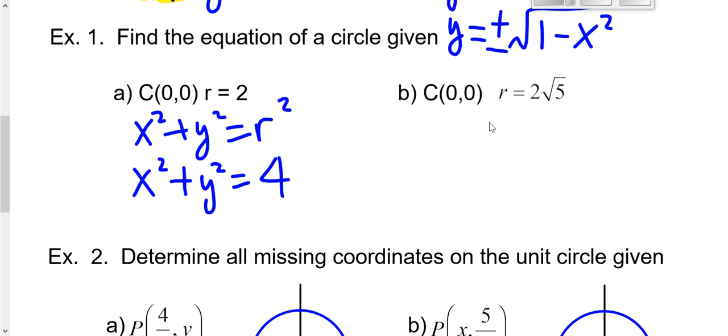Now another one, same thing. The origin is the center of the circle, and you have a radius of 2 root 5. So same idea.